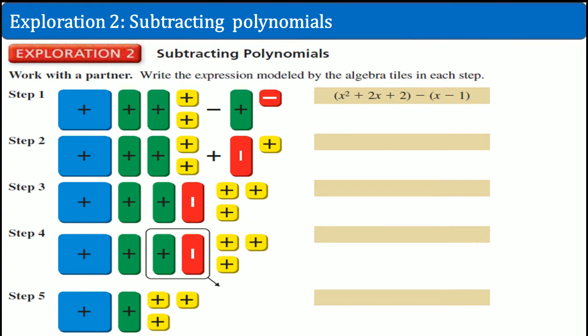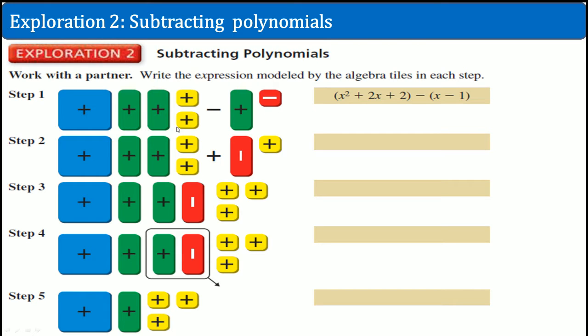Next. Here, you're going to work with a partner to write this expression modeled by these algebra tiles. Same thing, but this time we're going to subtract. Okay, so we have this expression represented by these number tiles. Again, the 2 yellow ones here is the plus 2. The 2 green ones here are represented by the plus 2x, and this large blue one is represented by the x squared. And here you're going to minus x, the green x, minus 1, which is this negative 1 here.